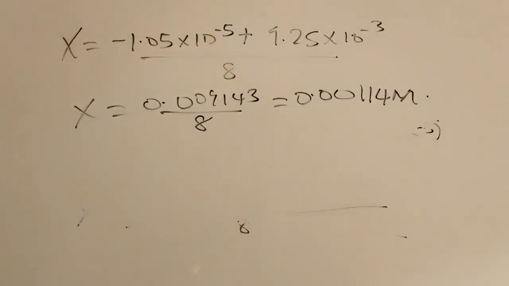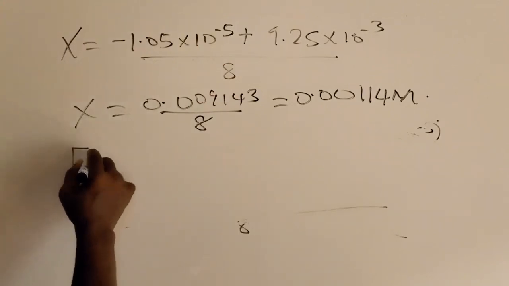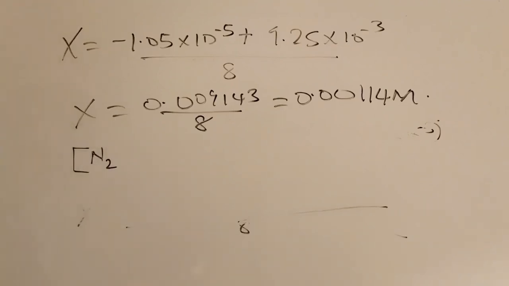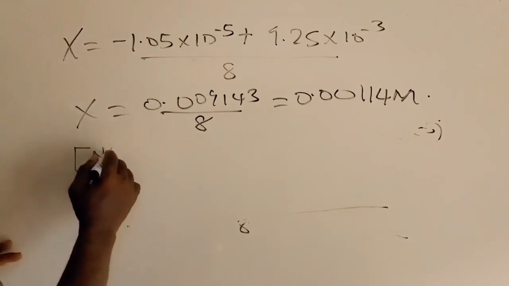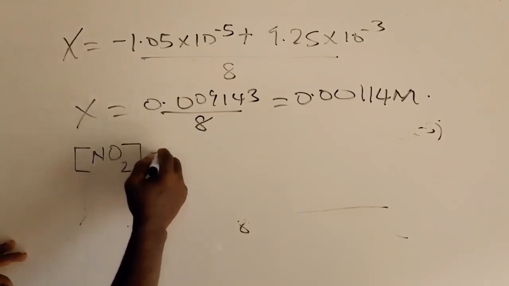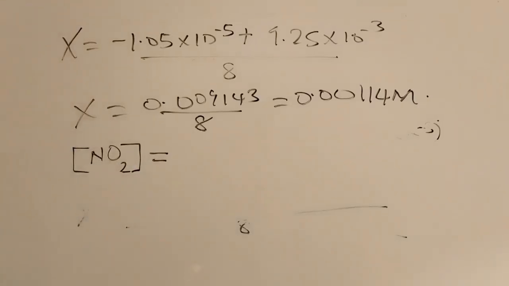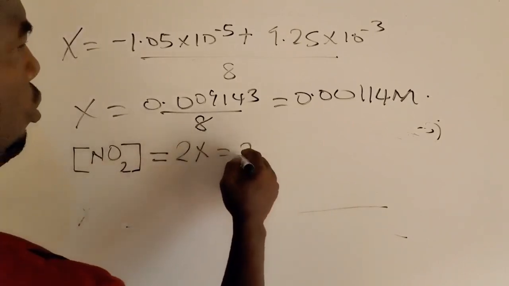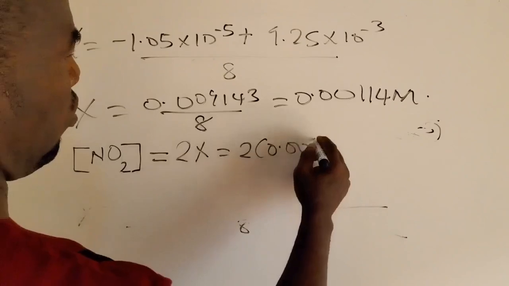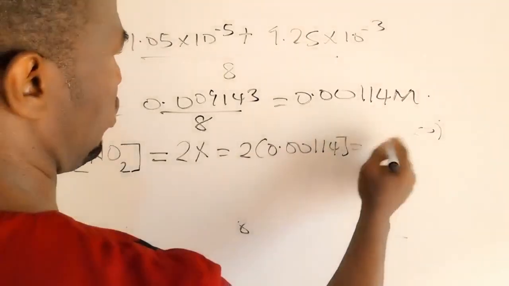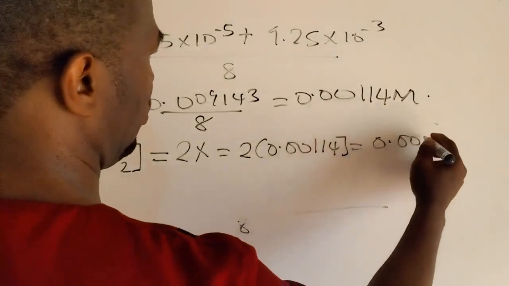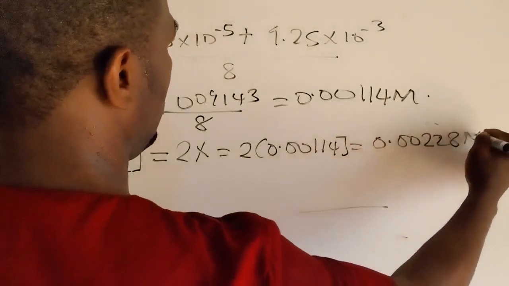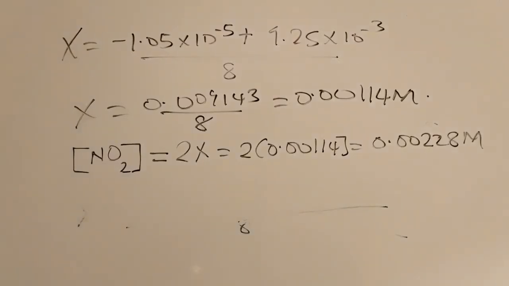Then we'll look for the concentration of NO2 at equilibrium. From our ICE table, the concentration of NO2 is 2S. So we now have 2 times 0.00114. That gives us 0.00228 mole per dm cube. So go to the second question.